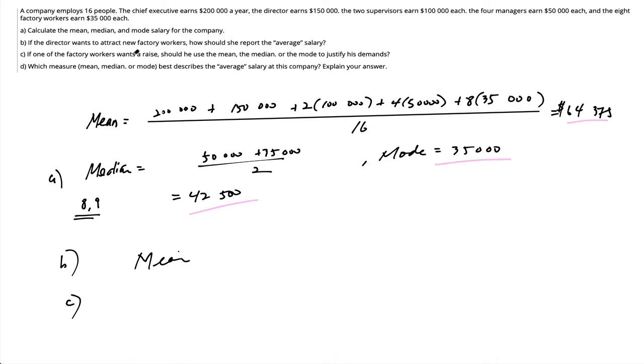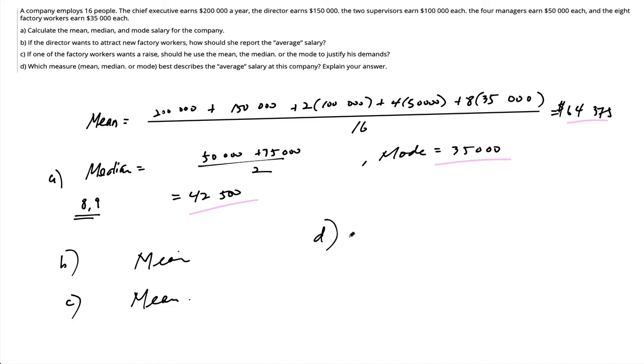If one of the factory workers wants a raise, should he use mean, median, or mode to justify his demands? Right? Again, you want more money, so you should demand with the mean value. Right? You can say, hey, on average, people are earning 64,000. I'm only making 35,000. This is not fair. Can I get a raise?